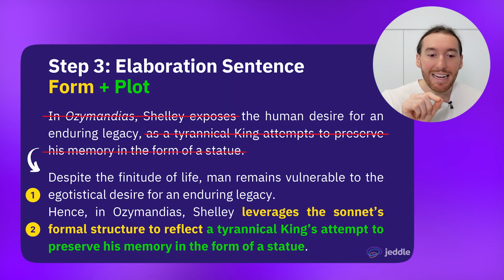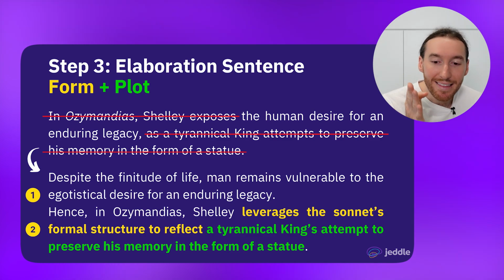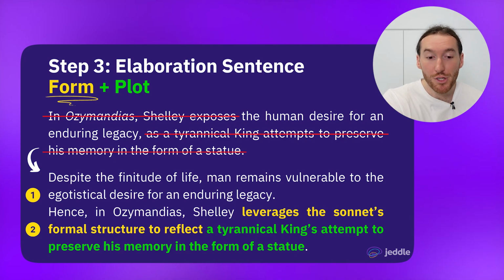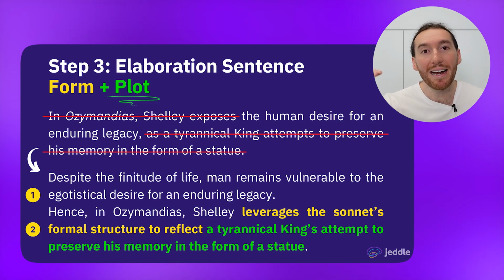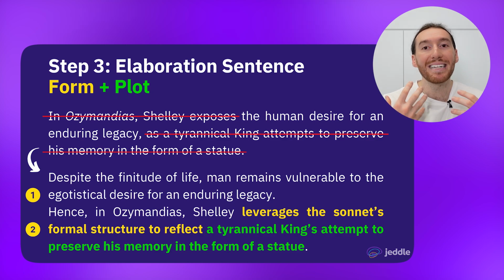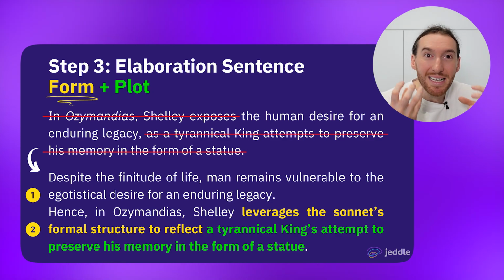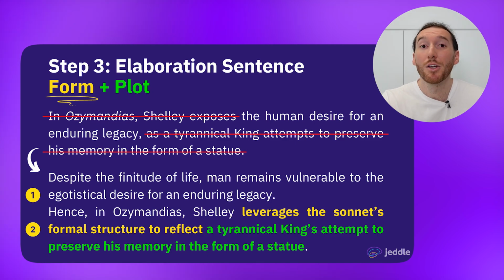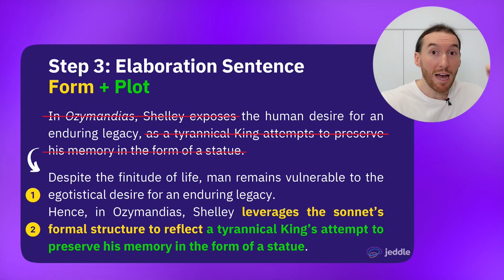So, hence, "in Ozymandias, Shelley leverages the sonnet's formal structure", we're adding in form, "to reflect a tyrannical king's attempt to preserve his memory in the form of a statue." Now, the part in green, the plot, is what we had in the original single topic sentence. So we've kept that part there, but what we've added in is form. We want to maximize the impact we can have in this second sentence. This is using up more words in your exam time, so you need to make sure you're doing a lot with it. You can't just have the plot if you're going to have that second sentence. Otherwise, you may as well have combined it with the first.